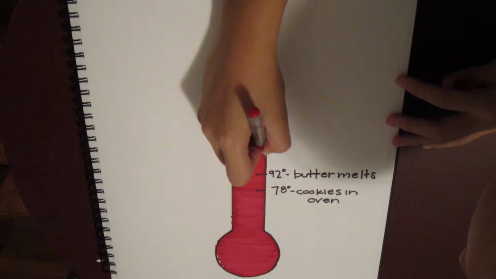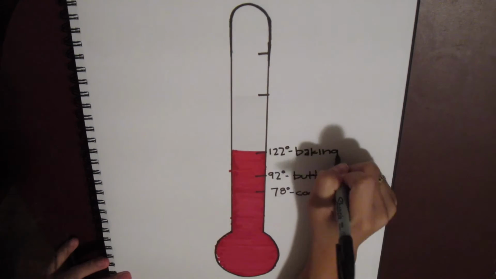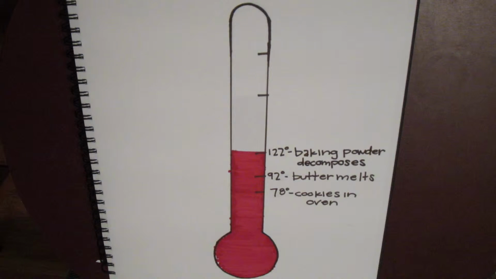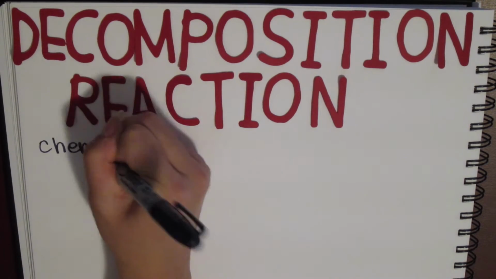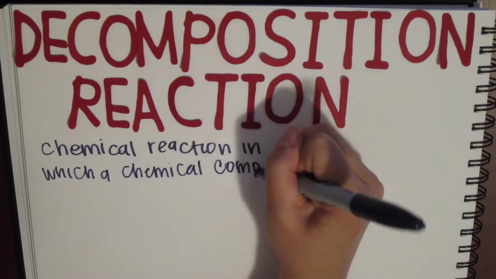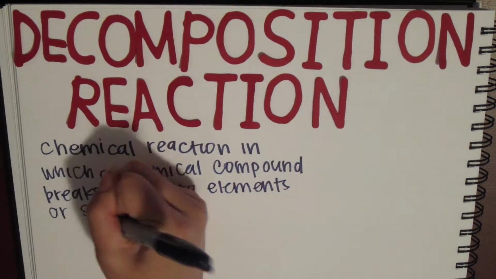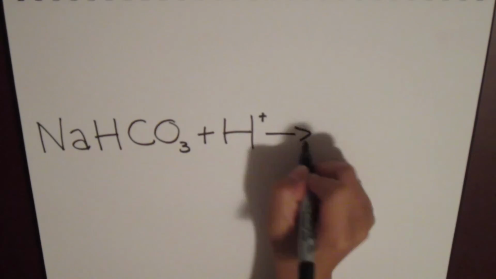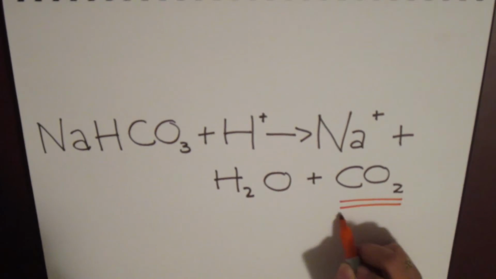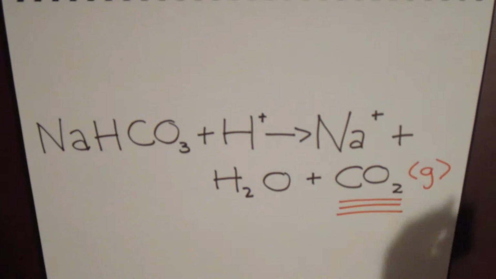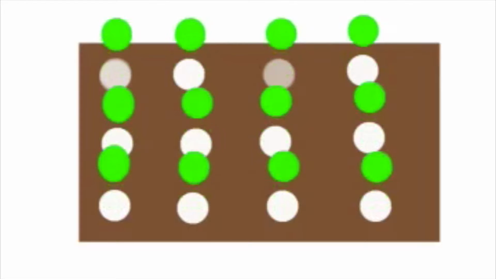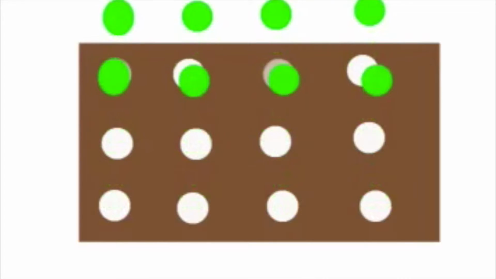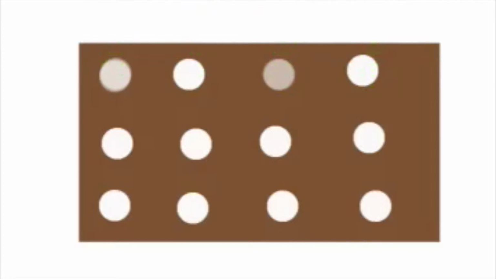At 122 degrees, the baking powder decomposes into sodium, carbon dioxide, and water. Decomposition reaction, a chemical reaction in which a chemical compound breaks down into elements or simpler compounds. This is a chemical change because a gas, CO2, is produced, which is one of the signs that a chemical change occurs. The carbon dioxide created by the breakdown of baking powder leaves little holes in the maturing cookie, which makes it light and flaky.